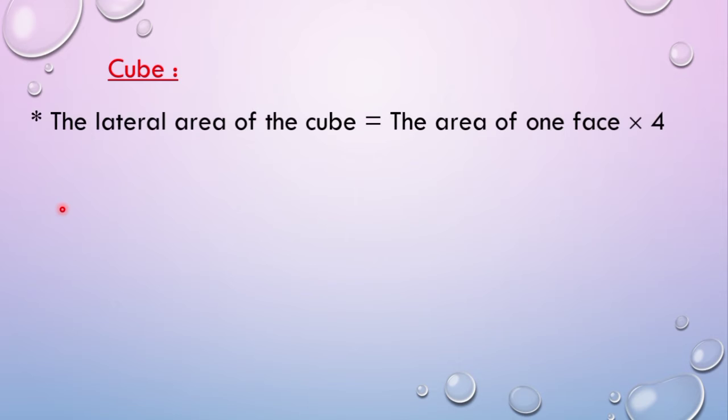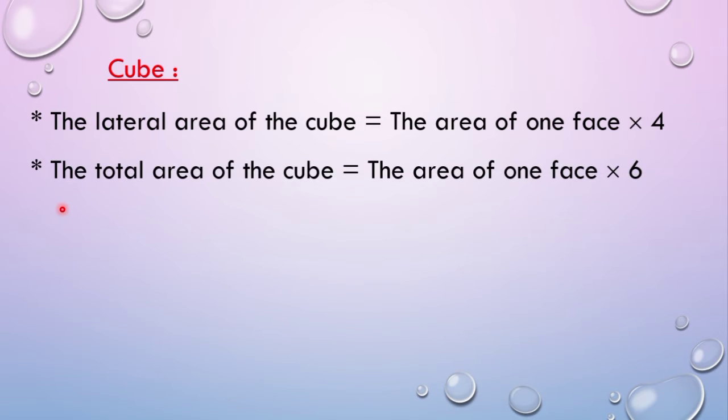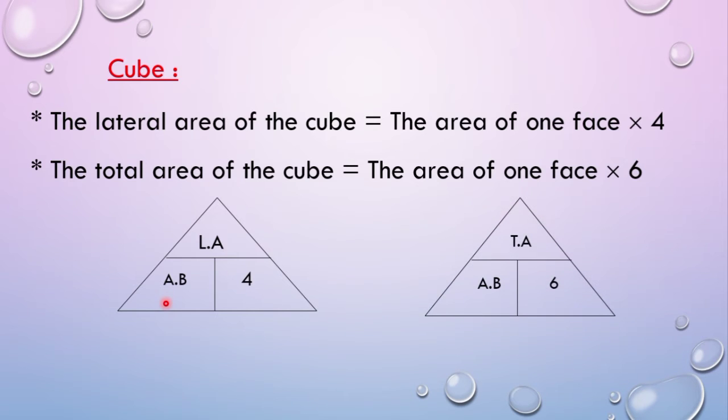So let's start with the cube. To get the lateral area of the cube, get the area of one face and multiply by 4, while the total area of the cube is the area of one face times 6, because there are 6 faces. I can put this rule in the magic triangle. Lateral area equals area of base times 4. And to get the area of base, I will make edge length times 4.